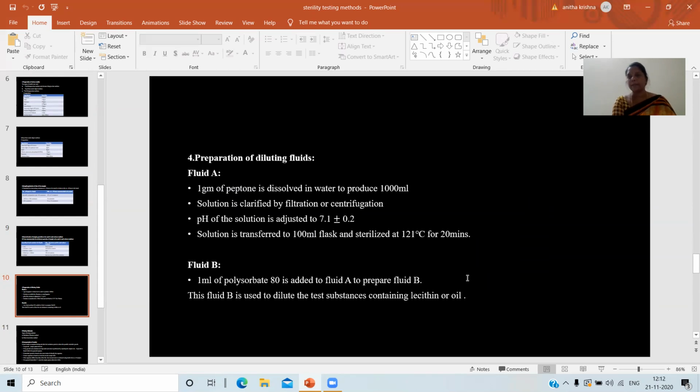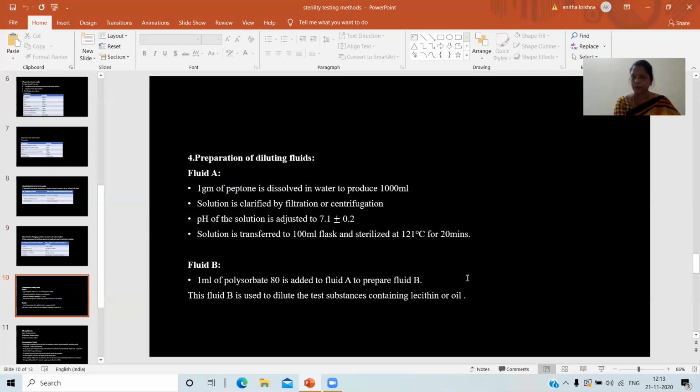Now, the fourth step is preparation of dilution fluids. You might ask me why these dilution fluids are required in order to test a sample, madam. So when we are testing, as I said, all kinds of samples, all kinds of products, all kinds of formulations have to be tested. It can be an ointment, it can be an emulsion, it can be a powder, it can be anything, or it can be an oily item. So all these items are not soluble in the media, or directly they cannot be added. So in order to easily facilitate the method of sterility testing, we prepare diluting fluids. Generally we have two diluting fluids, fluid A and fluid B.